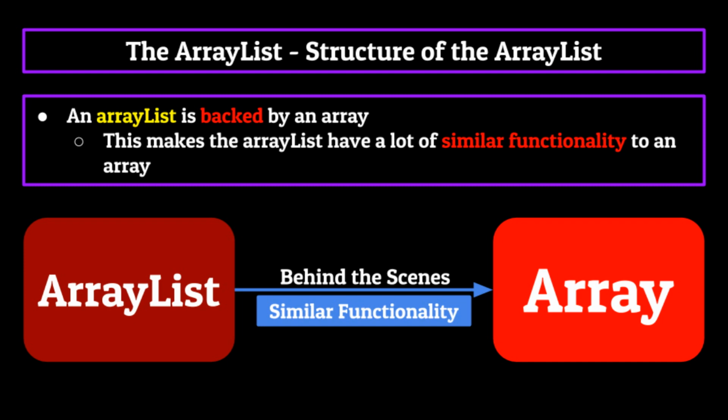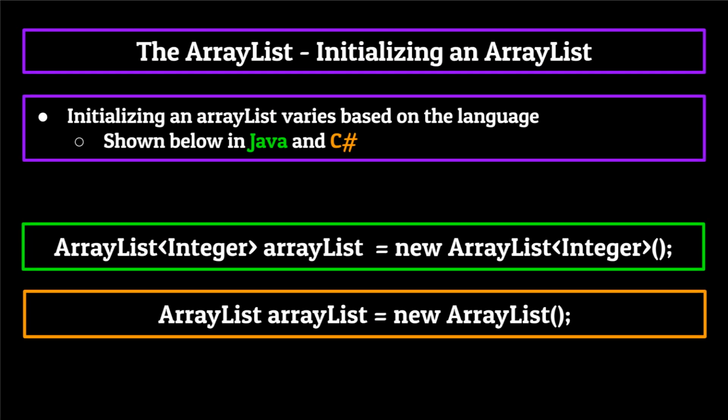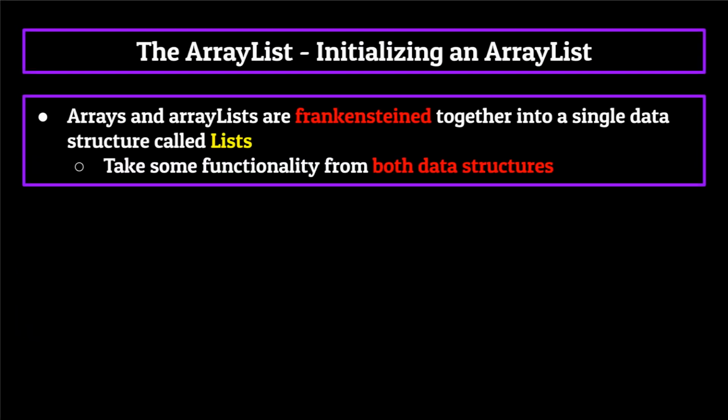The next thing I want to do before we talk about functionality is actually go over how we initialize an ArrayList. To do this again is going to vary based on which language you're using. So shown on your screen now are two different ways to do so in Java and C#. You may notice again that there is no Python on the screen. And this is because in the base version of Python, arrays and array lists are actually not separate entities. They are Frankensteined together into a single data structure called lists.